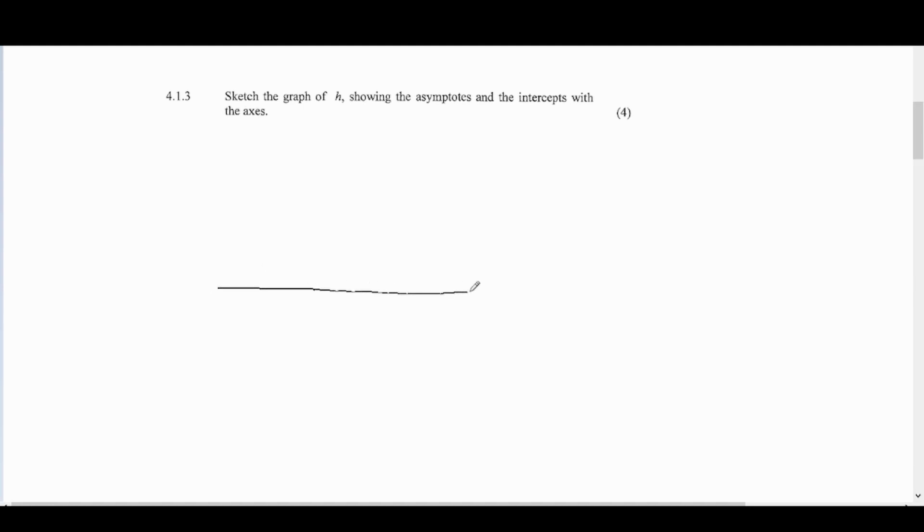We start with our normal axis. That's our x. This is our y. Don't forget to label them. So we have an x over here. We have a y over there. Then we have our asymptotes. So we have them at x equals 1. So it'll be over here.